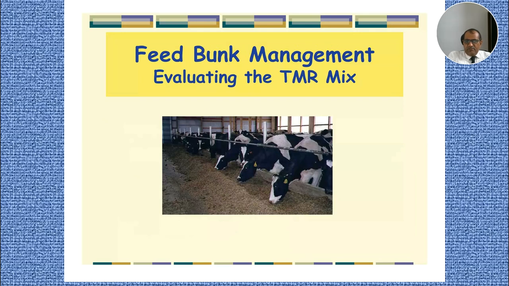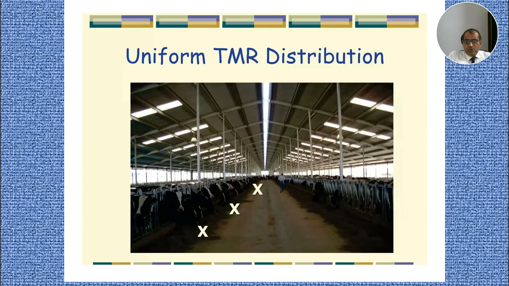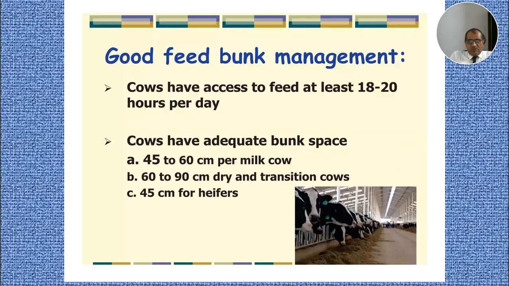So here you can see feed bunk management, evaluating the TMR mix. Here the uniform TMR distribution should be there for all the cows. Like here, some cows have ration, but for other cows it is not available. Hence it is not recommended. Then good feed bunk management is always like cows have to access feed for at least 18 to 20 hours. So this is a big period, because they should spend their entire time only consuming.